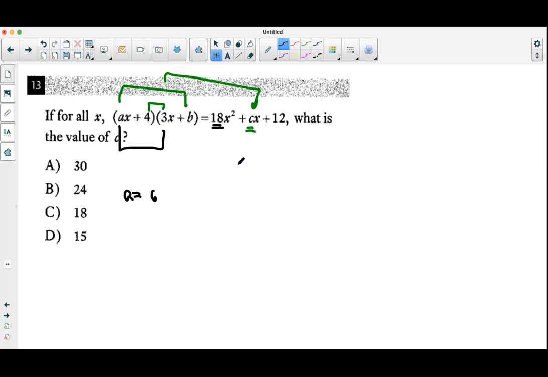6. How do you get the last number? The last number is last times last. That's the last number, which is 4 times what equals 12? B must be equal to 3. 4 times 3 equals 12. Once again, how do you find C? C is when I multiply inner by inner and outer by outer and then add them up together. That's the middle term. So here I get 12x, and then A and B is multiplied to be 18, so 18x. 12x plus 18x, we get 30x. Choice A becomes the answer.